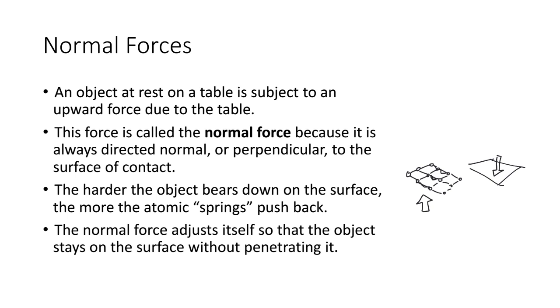So you can imagine that the harder an object pushes down on the surface, the more these atoms and the springs connecting the atoms, kind of like a trampoline, are going to push back. So the normal force is going to adjust itself so that the object stays on the surface without penetrating the object. So the normal force is adjusting itself to match the force that you're applying. And that makes sense because it's an equal and opposite force. So the harder you push, the more the normal force is going to push back.